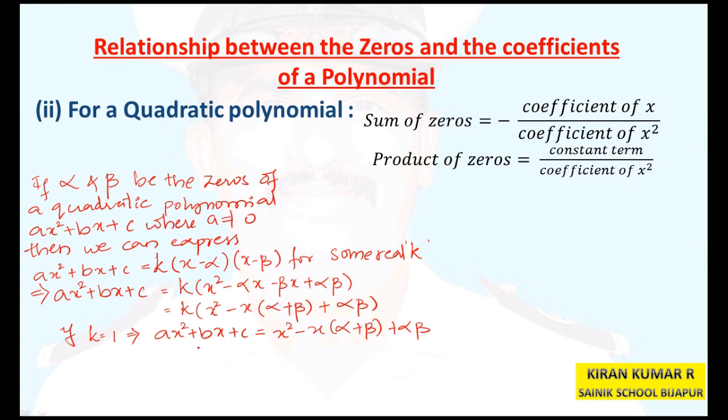Compare the left hand side with the right hand side. We have a value as 1, b value as minus of alpha plus beta, c value as alpha beta.